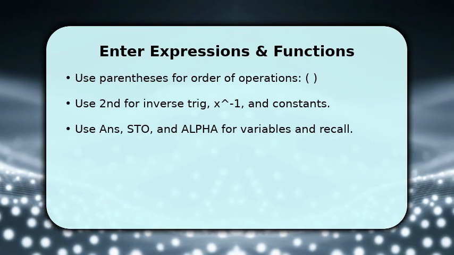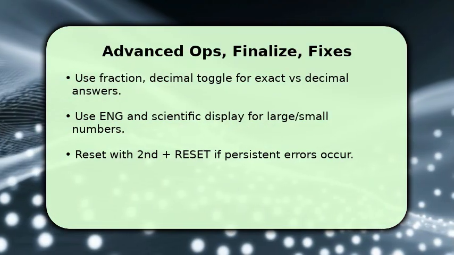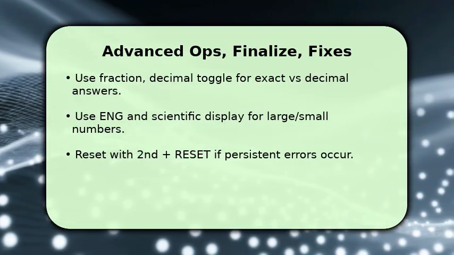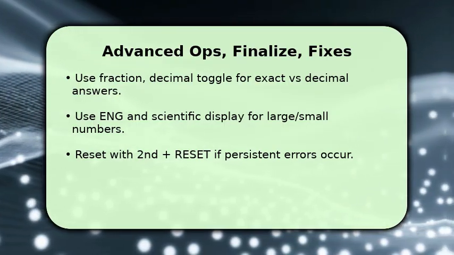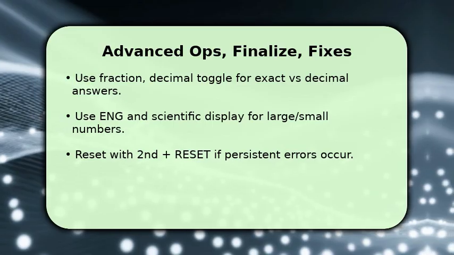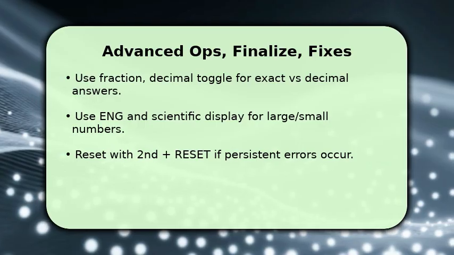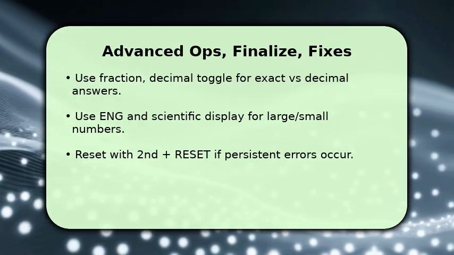Finish by converting formats. Press the fraction/decimal key to switch exact fractions to decimals when needed, because exact form helps algebra, but decimals are often required for reports. Use the engineering or scientific display options for very large or small values so you don't misread zeros.